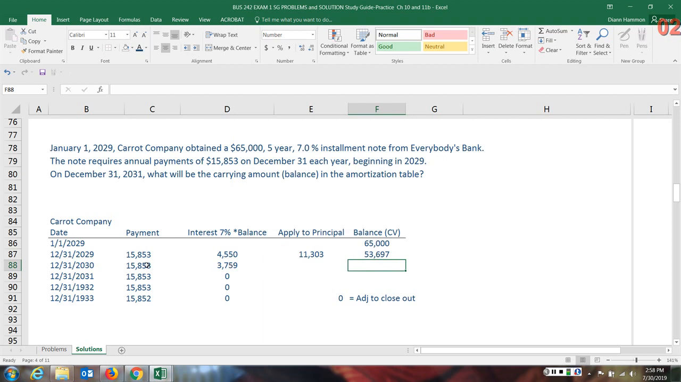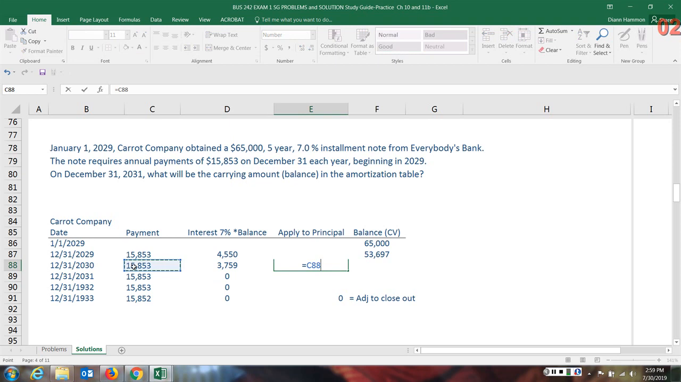Now let's go to the next payment. So the next payment at the end of the following year would be $15,853 because, again, it's the same. Now we want to recalculate the interest. It's not going to be the same amount. We're going to take the new carrying balance over, you see it's highlighted here in the bluish purple, $53,697 times 7%. We don't have to consider the time component because it is for a full year. So the amount that will be applied to interest is $3,759.